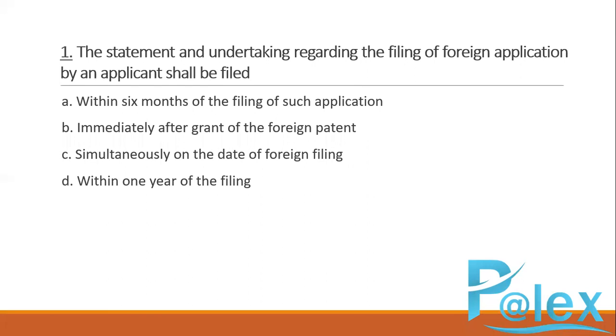The first question is: the statement and undertaking regarding the filing of foreign application by an applicant shall be filed. There are 4 options given: within 6 months of the filing of such foreign application, immediately after grant of the foreign patent, and simultaneously on the date of foreign filing. The 4th option is within 1 year of the filing. The correct answer in this case is within 6 months of the filing of such foreign application.